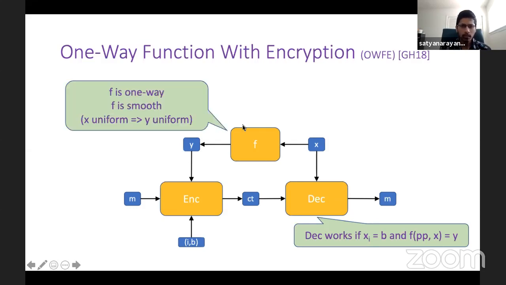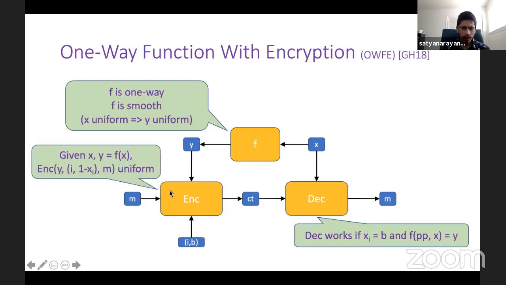For the security part, first of all, f has to be one way. And secondly, f has to be smooth, which means if x is sampled from a uniform distribution, then the resulting y also should resemble a uniform distribution. For the security of the encryption part, if the adversary doesn't have the right decryption key, then the ciphertext should look uniform.